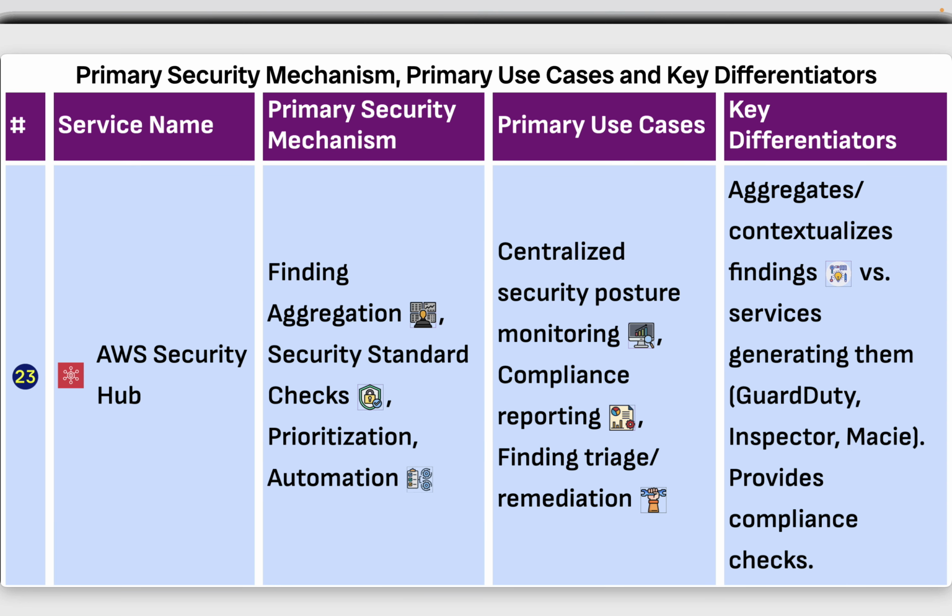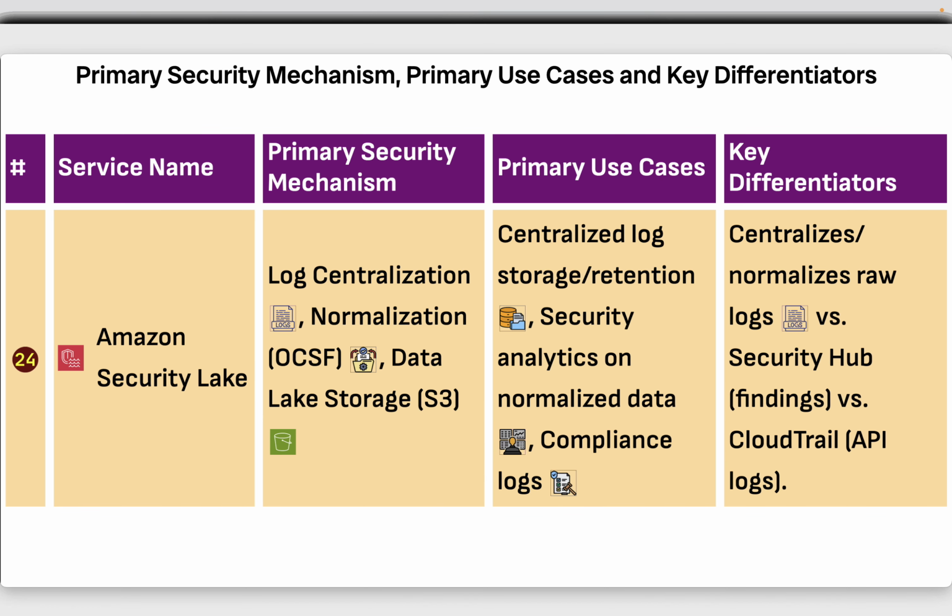Next, AWS Security Hub. Primary security mechanism is finding aggregation, security standard checks, and prioritization and automation. Primary use cases are centralized security posture monitoring, compliance reporting, and finding triage or remediation. Key differentiators are it aggregates and contextualizes findings versus the services generating them, and those services are GuardDuty, Inspector, and Macie, and it provides compliance checks.